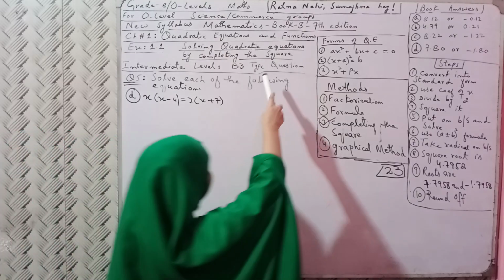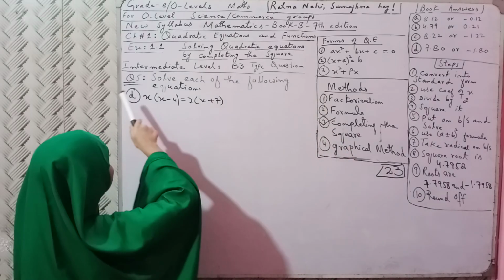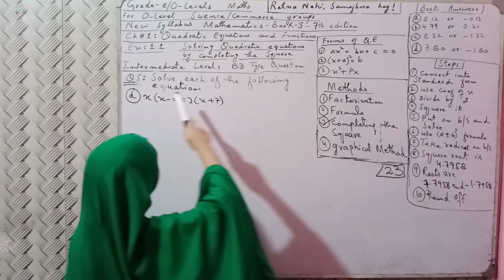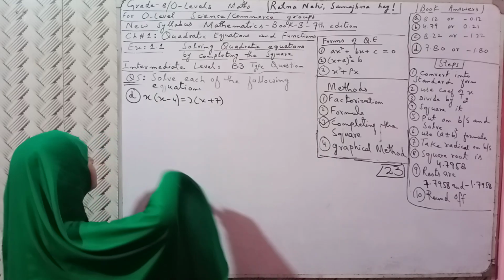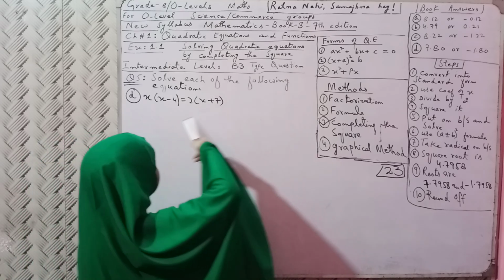Today we are going to learn grade 8 O-level maths for the science and commerce group. New Syllabus Mathematics Book 3, 7th edition, Chapter 1: Quadratic Equations and Functions. Exercise 1.1, solving quadratic equations by completing the square, O-level type question. Question number 5, solve each of the following equations.